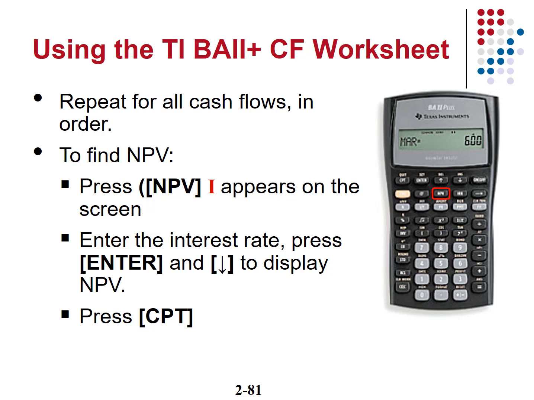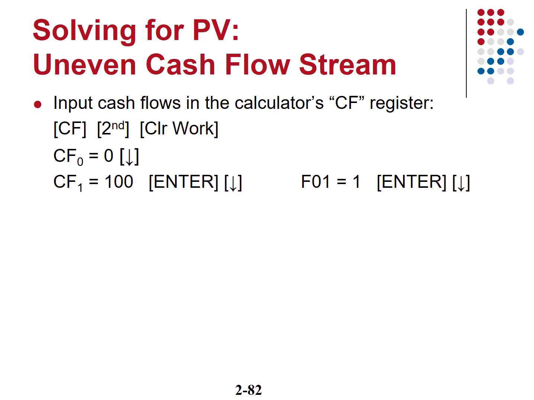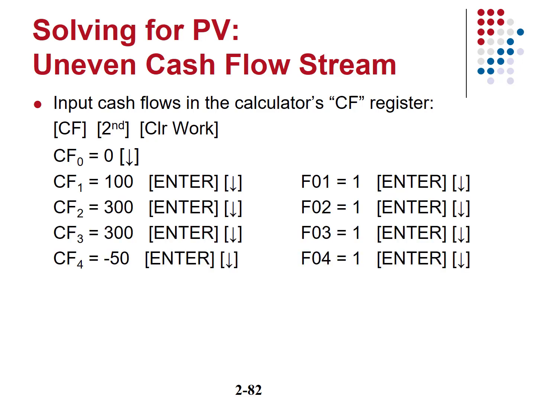There's also a video tutorial on the cash flow worksheet that walks you through the enter and down process. It might be a good idea to get your calculator and walk through this example just to remind you and make sure you're comfortable with the enter and down. Start by hitting CF and second and clear work to clear out the worksheet. Cash flow 0 for our example is 0. Press the down arrow. CF1 is 100. Enter 100, press enter and down. Frequency is 1, so you can just hit enter and down.